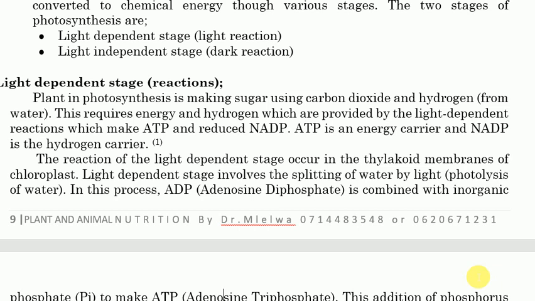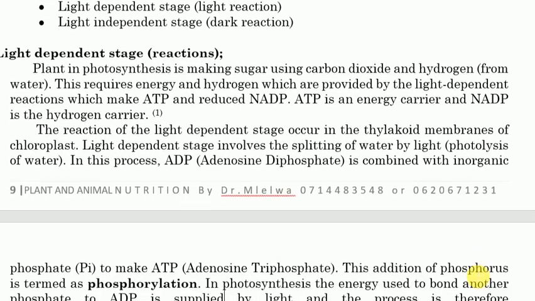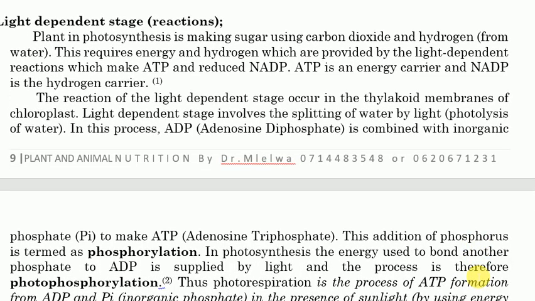The light dependent stage involves the splitting of water by light, that is photolysis of water. In this process, ADP, which is adenosine diphosphate, is combined with inorganic phosphate, which is written as P, to make ATP, adenosine triphosphate.